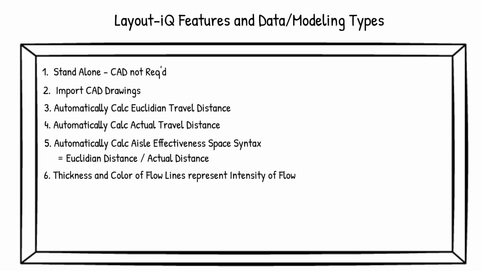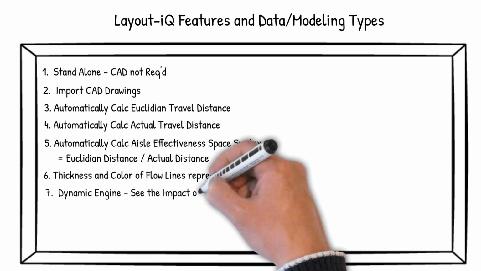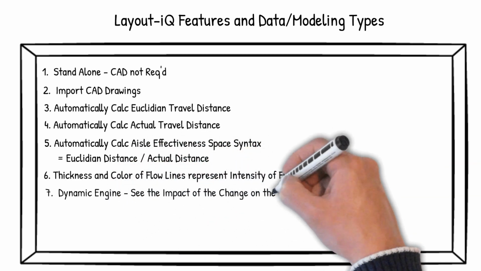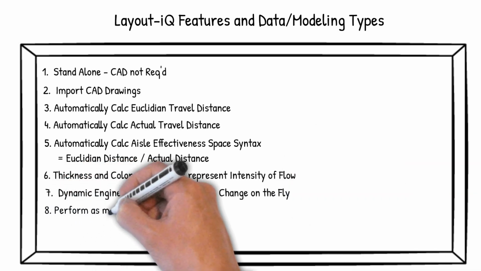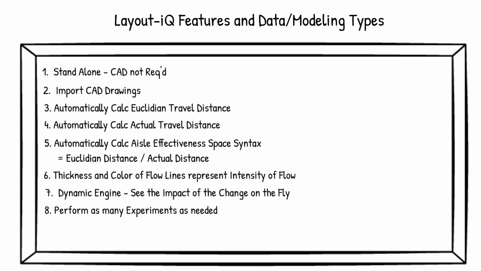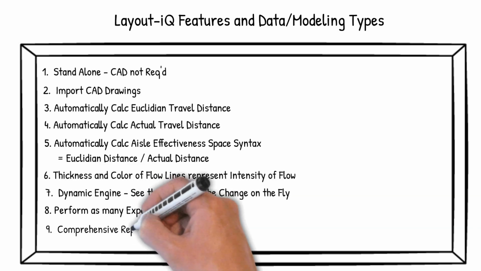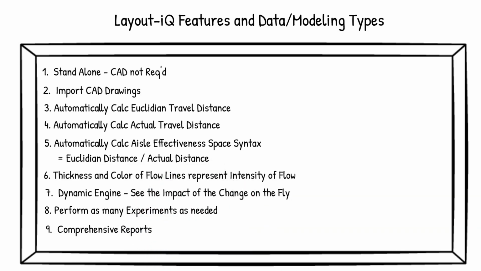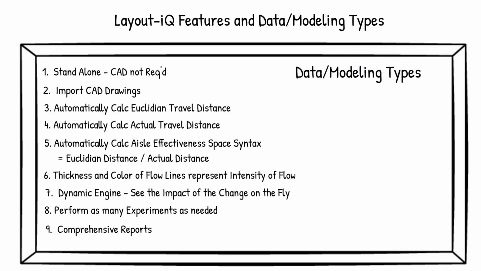Number 7. Layout IQ has a dynamic engine that calculates travel distance and aisle effectiveness on the fly as you are making the changes. Number 8. Layout IQ includes the ability to create and analyze as many layout experiments as needed to complete the project. Number 9. Layout IQ provides a comprehensive report that can be used for further analysis, and a report to compare and rank experiments.